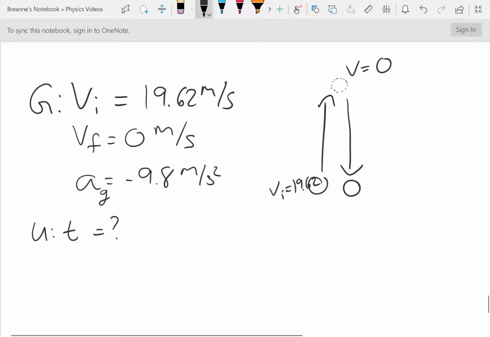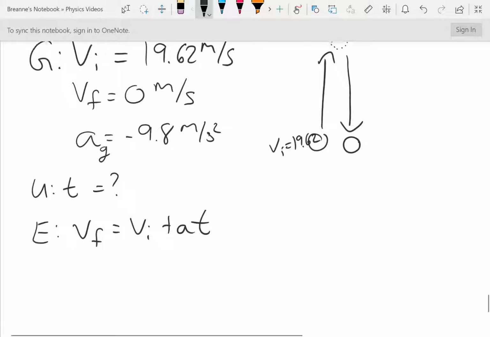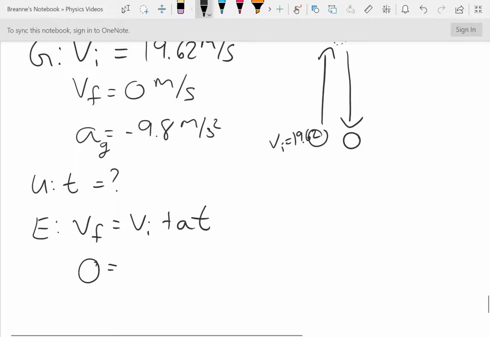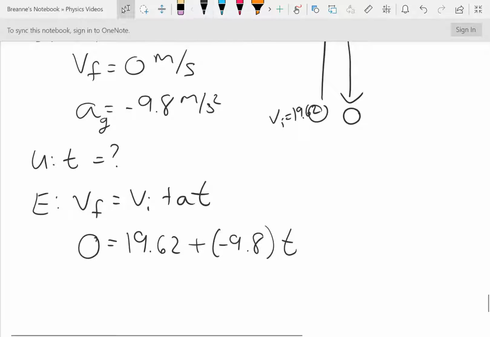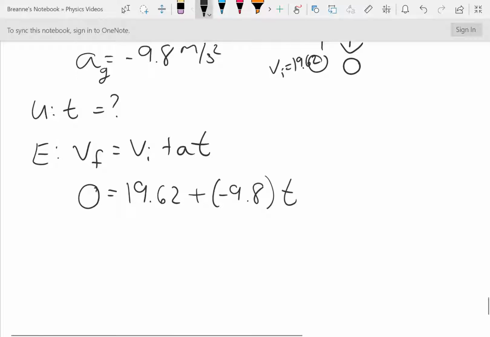This looks a whole lot like almost every other problem on the work we've been doing. We're going to use the third equation. So our final velocity is 0. Our initial velocity is 19.62. And our acceleration is 9.8. We're looking for time. Again, we cannot add or subtract that because of the t.